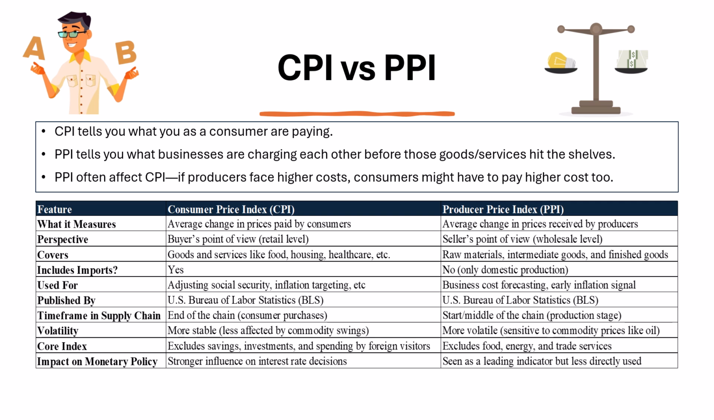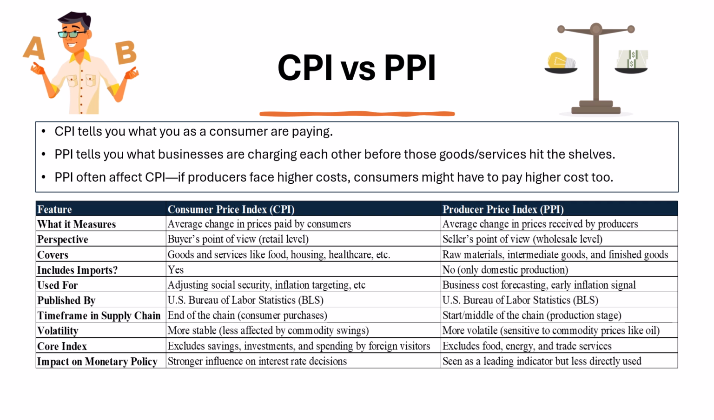PPI measures the average change in prices received by producers. It is from the seller's point of view, or at the wholesale level. It covers raw materials, intermediate goods, and finished goods. It does not include any imported products. It only includes domestic production. It's used for business cost forecasting and early inflation signals. It's published by the U.S. Bureau of Labor Statistics, known as BLS.